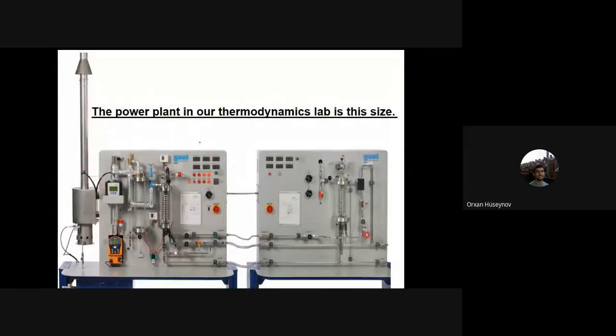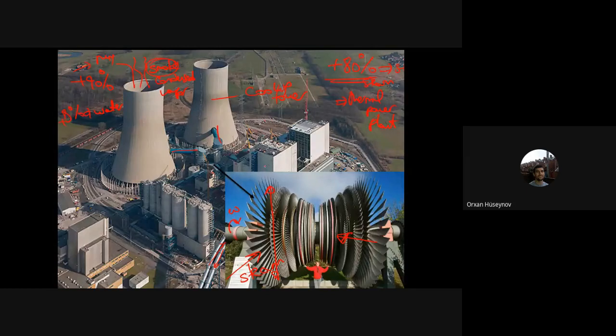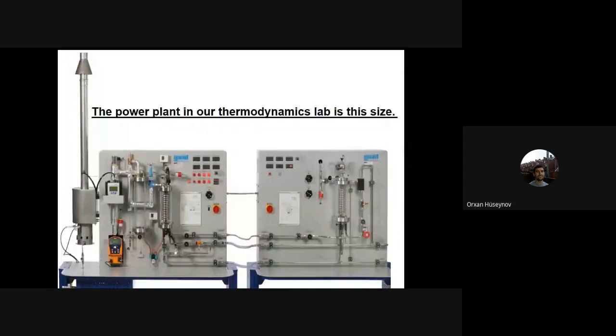So we have the same one, but in a model, in a very small size. You can see this one, I can show the components to you.